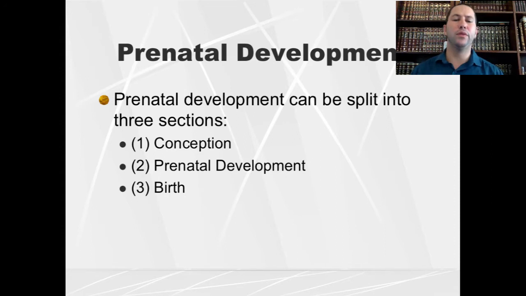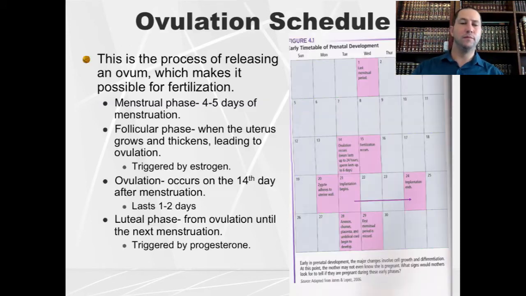Now let's go through the three phases. The three phases of prenatal development are conception, prenatal development, that's conception all the way up to birth, and then birth. And I'm going to go through each of these stages, and maybe I'll tell a joke or two. Who knows? All right.